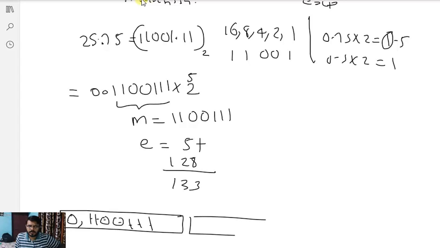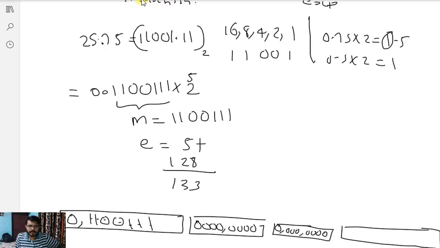Now ivada namukku again 8 zeros varum, 0000 0000, then again 8 0000 0000. Now exponent represent cheyanam, so exponent namukku 133 venam. അങ്ങനെയാണെങ്കിൽ നമുക്ക് 128 പൊസിഷനിൽ 1 വന്നു, ദെൻ 64 പൊസിഷനിൽ 0, 32 പൊസിഷനിൽ 0, 16 0, 8 0, സോ ദെൻ 4 പൊസിഷനിൽ 1 വന്നാൽ 128, 4 132 ആയി, ദെൻ 2 പൊസിഷനിൽ 0, 1 പൊസിഷനിൽ 1 വരും. സോ ദിസ് വിൽ റെപ്രസെൻറ്റ് 133. സോ ദാറ്റ് മീൻസ് ഇങ്ങനെയായിരിക്കും നമ്മൾ കമ്പ്യൂട്ടർ മെമ്മറിയിൽ this number 25.75 nulla number represent cheya.